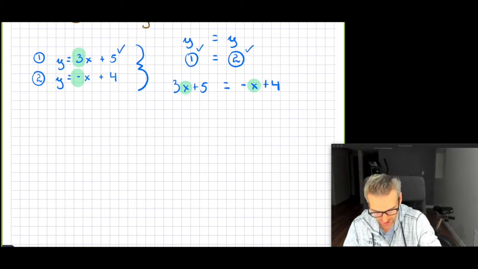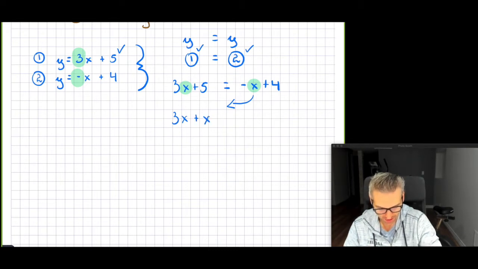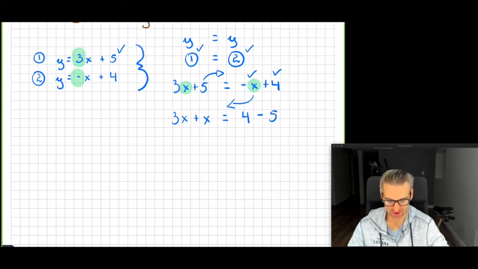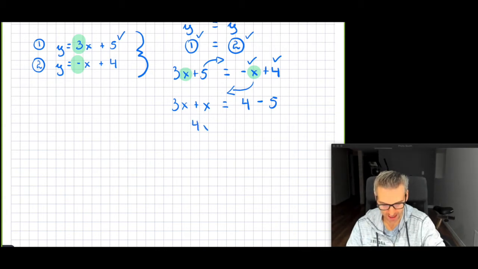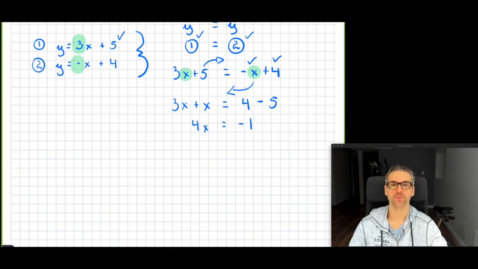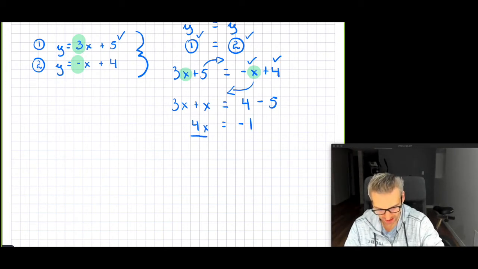So if I solve this, I'm going to bring this term over to this side. So we're going to have 3x, and this is going to change sign, so plus x in here. Now, on the right-hand side, I have my 4, and I'm going to bring the positive 5 over, so that's going to be minus 5. That changes sign. And now I can collect my like terms. So this is going to be 4x is equal to, and 4 minus 5 is minus 1. Now solving, I can divide by 4 on both sides, and you will find that x is equal to negative 1 over 4.